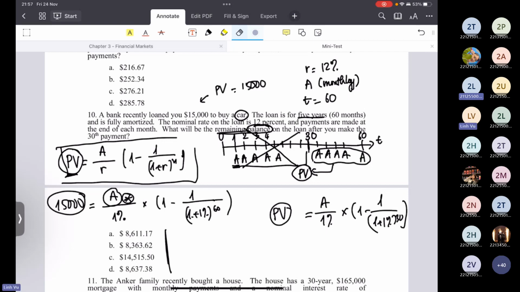Cô ơi, mình làm bài thi trong bao lâu vậy ạ? 40 phút em ạ. Dạ vâng ạ. 40 phút cho 4 câu tự luận.